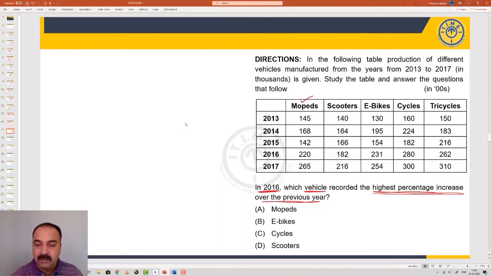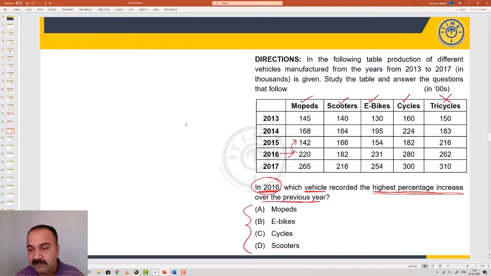So moped or scooter or e-bike or cycles, and tricycles is not even given in the options, remember? So we'll not even calculate for that. It's a 4 option question. So they are asking you to choose only between these 4. That means one of these 4 has had in the year 2016 the highest growth over the previous year. So in 2016, how much is that growth over their previous year data?